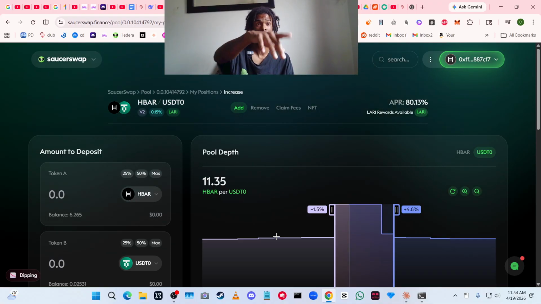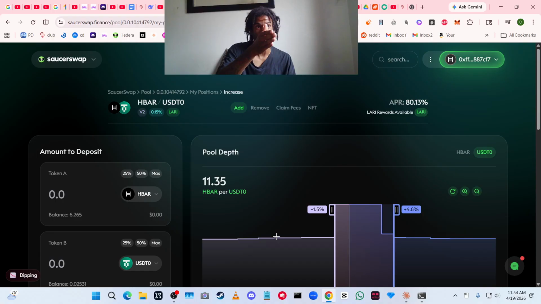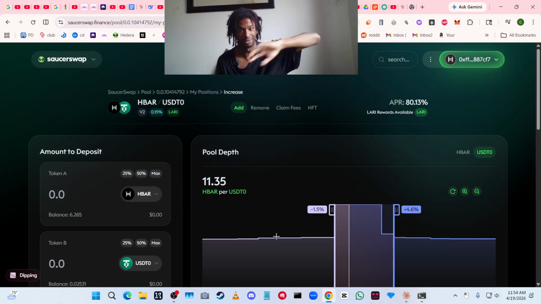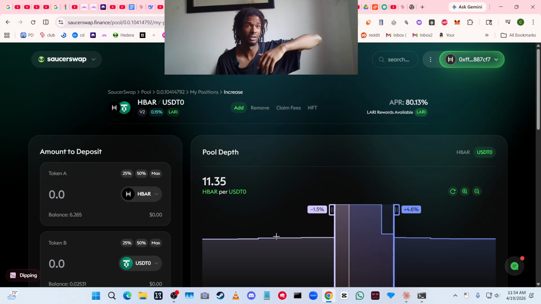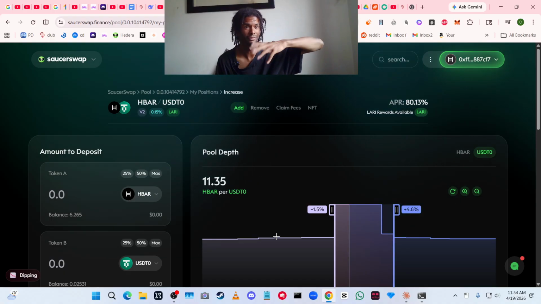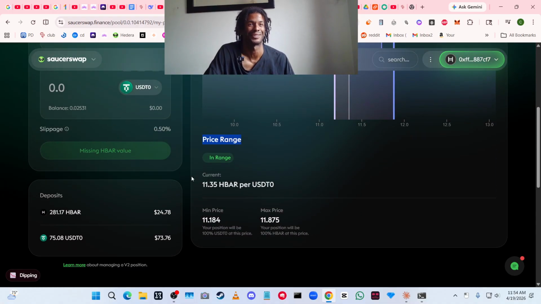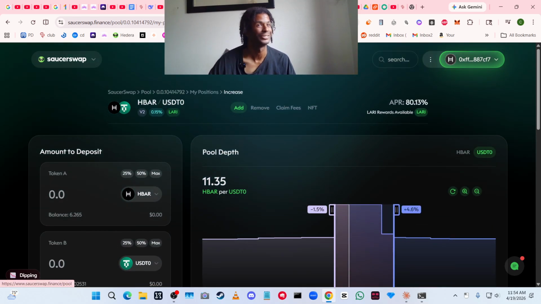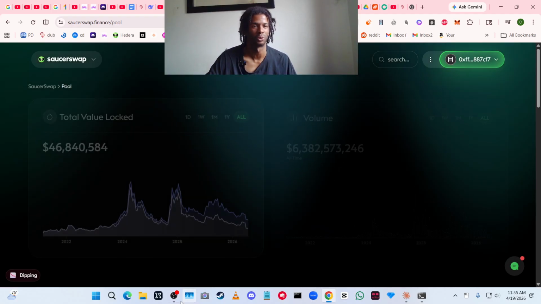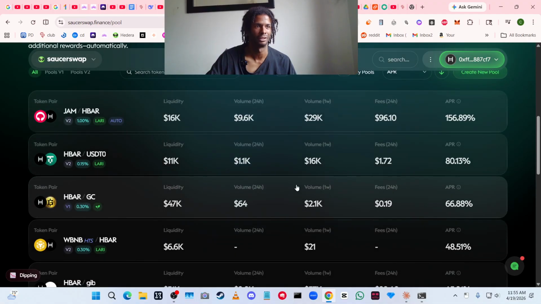So if HBAR goes up to 110, then it's going to sell part of that value into USDTO until it's even again. I'm not even sure how many shares it's going to sell at that point. I don't know the math on this, I just know how it works. Okay, guys, just trust it, bro. 80%. Once you've done a few liquidity pools, you'll understand how it works. It's not that complicated. It's just that percentages and numbers are confusing.